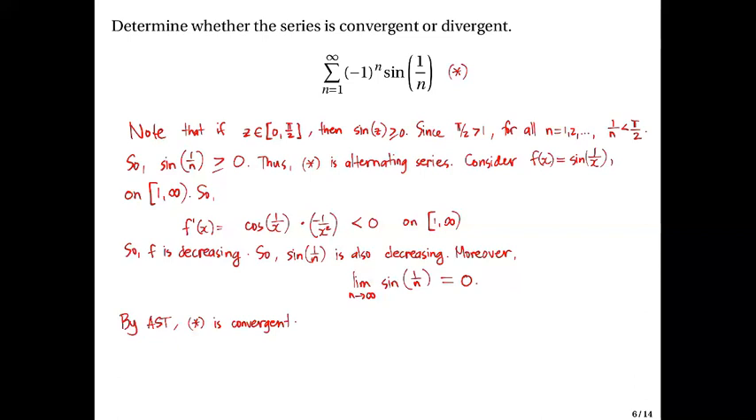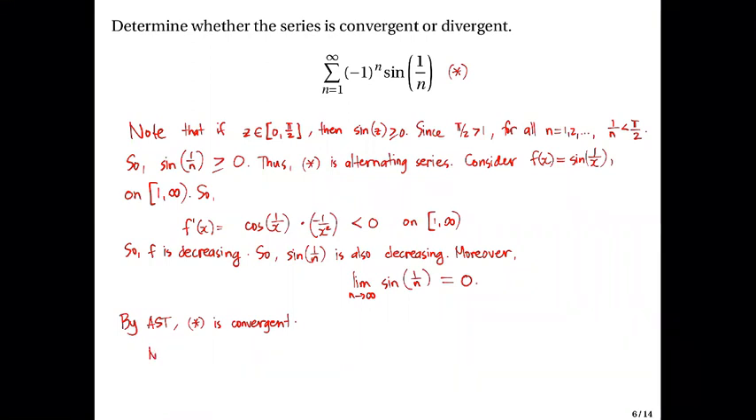Okay, the series is convergent. Now, although the instruction here is to determine whether the series is convergent or divergent, let us give more conclusions. Since this is convergent, let us determine whether this series here is absolutely convergent or conditionally convergent.